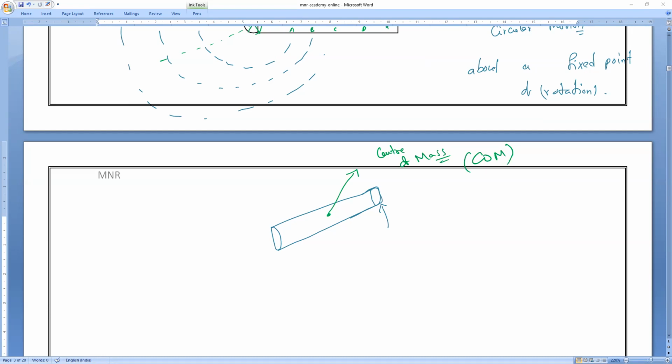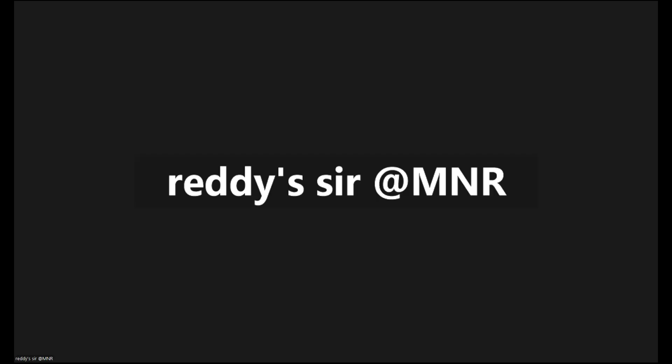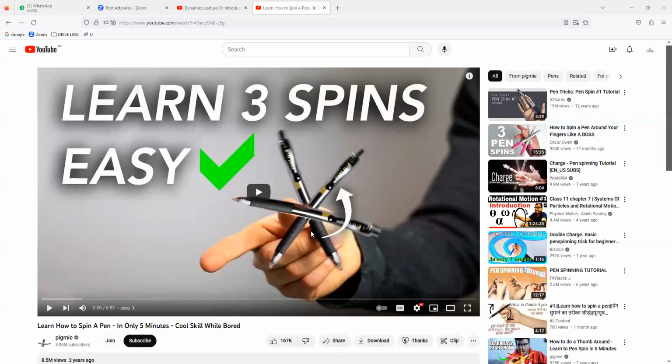So from this I will ask, for making the body undergo rotational motion, do you think it is necessary that a pivot point is present? Anybody? Is it necessary to rotate the pen or any kind of object? I'll show you the video also. From that, what you should understand is that it is not compulsory that a pivot point is present. For rotational motion with a pivot point, every point will rotate about that fixed point.